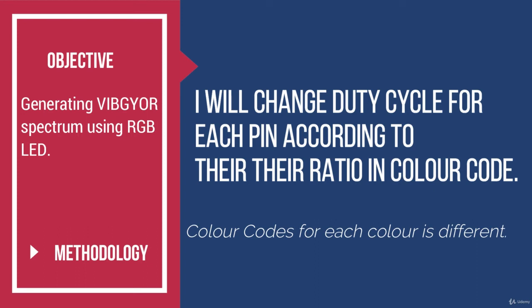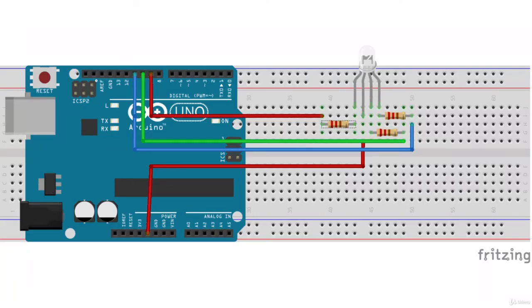And in my circuit, as you know, I have to use PWM signals, and I have to use the analogWrite function. So the pins should be capable of generating PWM signals. That's why I have used pins 9, 10 and 11. 9 for the red LED, 10 for the green LED, and 11 for the blue LED. See this circuit?